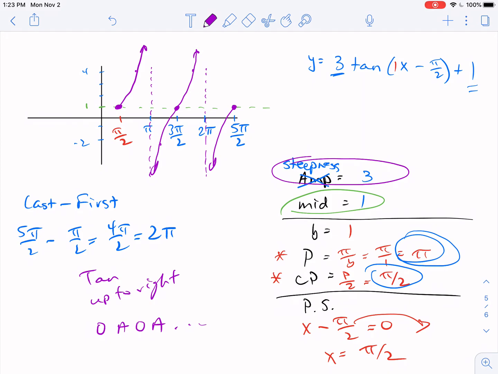But the big thing that we would be looking at is, does your tangent graph go up to the right in this case? Do you have the correct critical values along the x-axis?